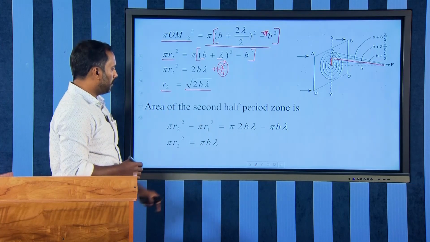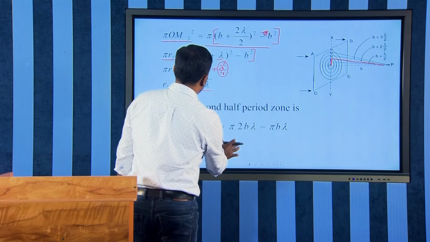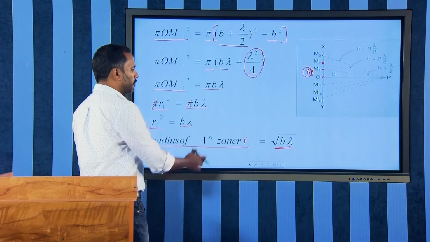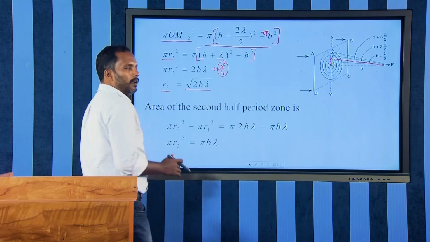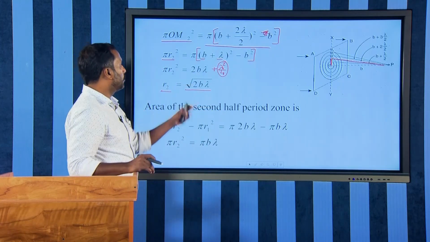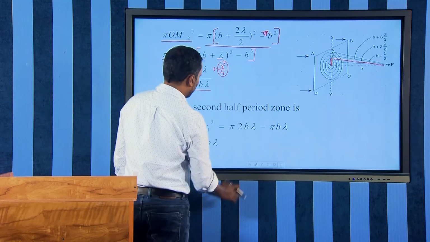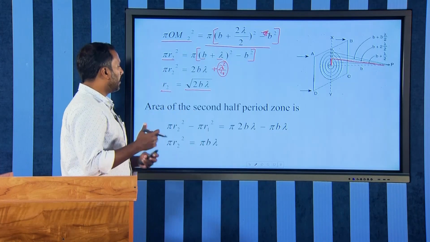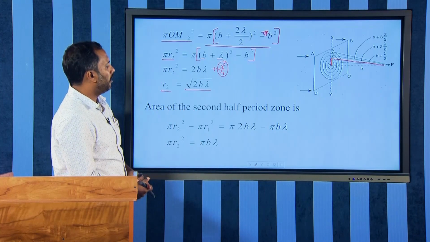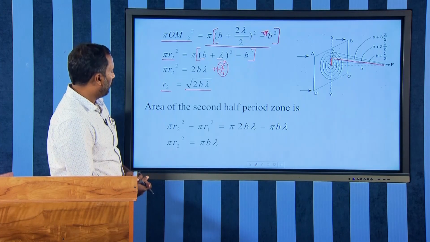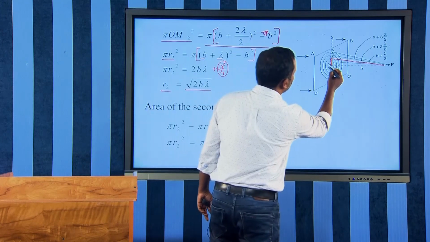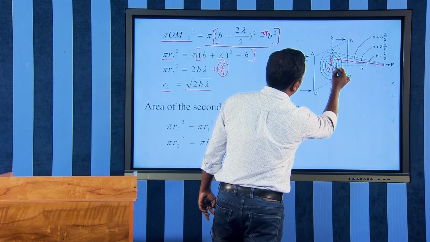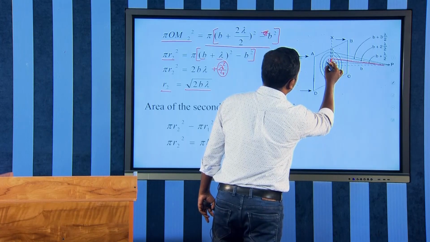So, we have derived the equation for the radius of the first zone as root b lambda, and we have discussed the radius of the second zone as root 2 b lambda. Now, we have to calculate the area of the second half period zone. What is the area of the second half period zone? The second half period zone is this one, this zone is the second half period zone.